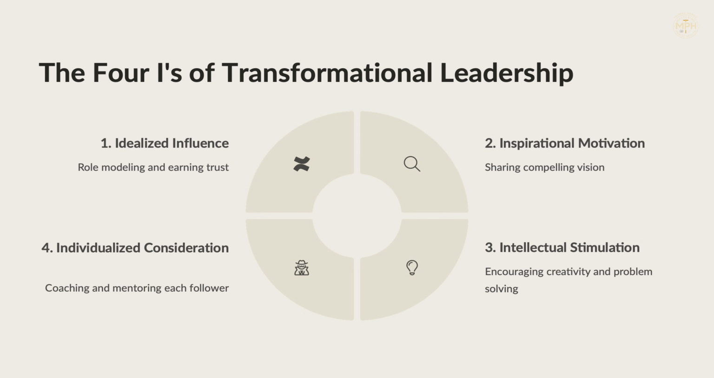The four components of transformational leadership. Transformational leadership is often summarized using four key components, sometimes called the 4 I's. First, idealized influence. The leader acts as a strong role model. They're admired, respected, and trusted. Followers identify with the leader and want to emulate them. Second, inspirational motivation. The leader communicates a compelling vision, uses symbols, stories, and language that ignite team spirit, and helps people feel their work has deeper meaning.